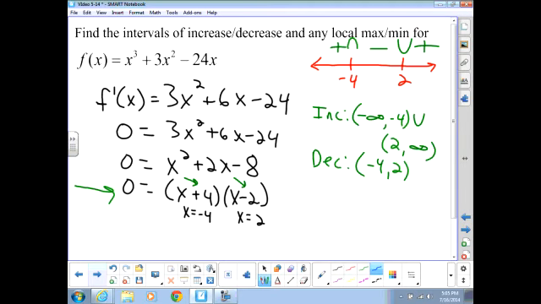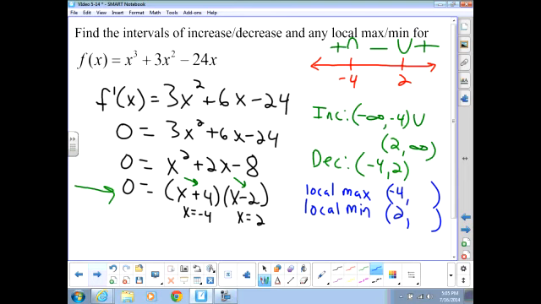So we went from increase to decrease at negative 4, so we'll have a local max at negative 4 comma something. And we went from decrease to increase at 2, so that will give us a local min at 2 comma something. Because these maxes and mins are points on our actual function, we need to plug it into our actual original function.